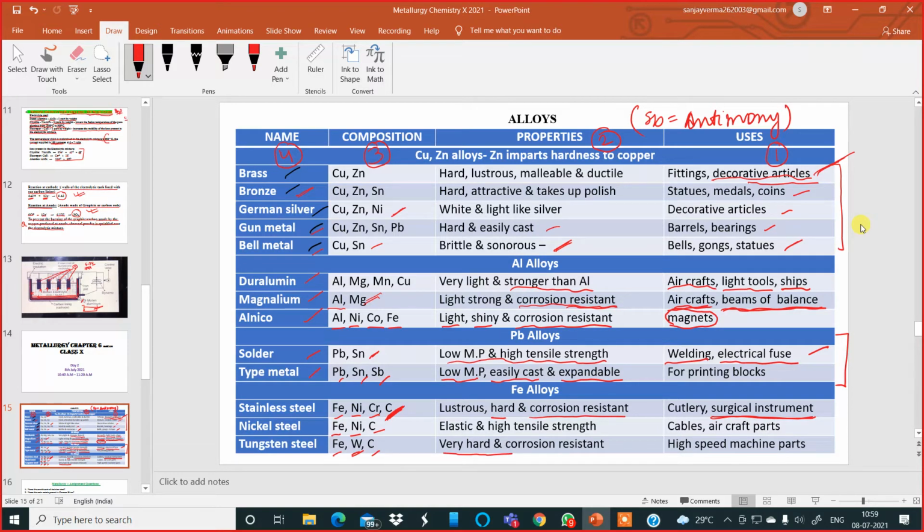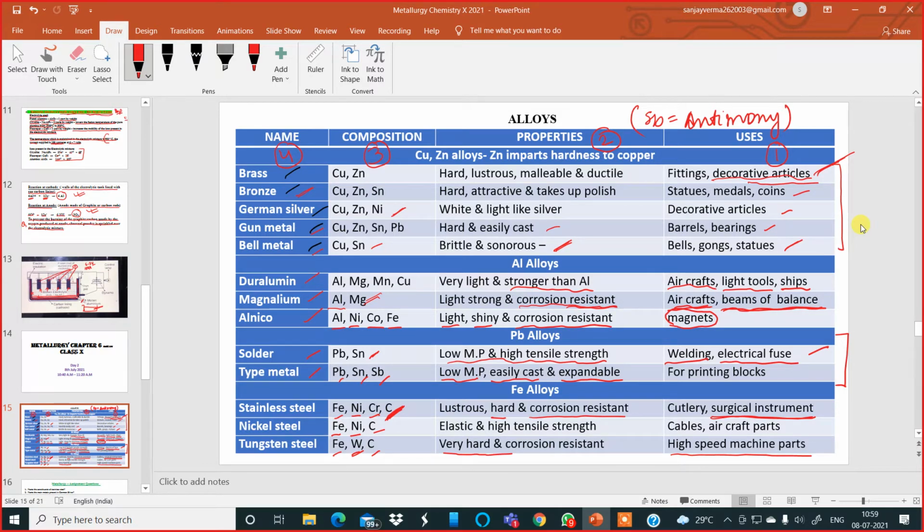It is used to make high speed machine parts inside the engine of a car. Most of the parts which are exposed to friction are made out of tungsten steel because they will not wear out easily. They can be lubricated properly, and that lubrication remains in those parts for a long time.